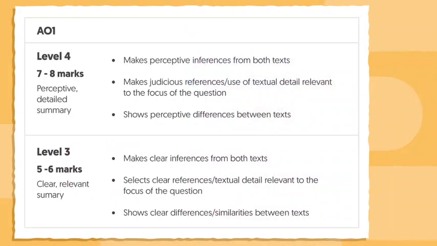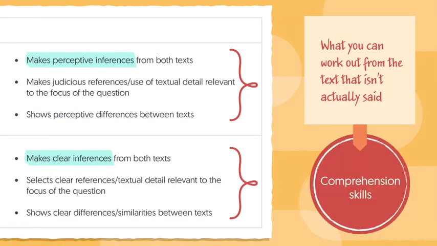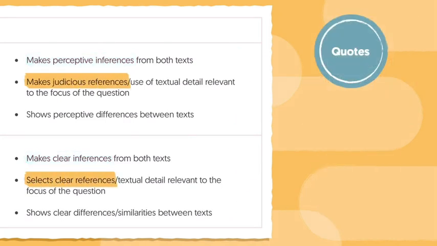Now, let's have a look at the mark scheme for this question. As you can see, you're expected to cover 3 key areas. The first is to make clear inferences from both of the texts. In other words, what can you work out for yourself by reading the text? What isn't actually said, but that you can find or work out on your own by reading carefully and using your comprehension skills?